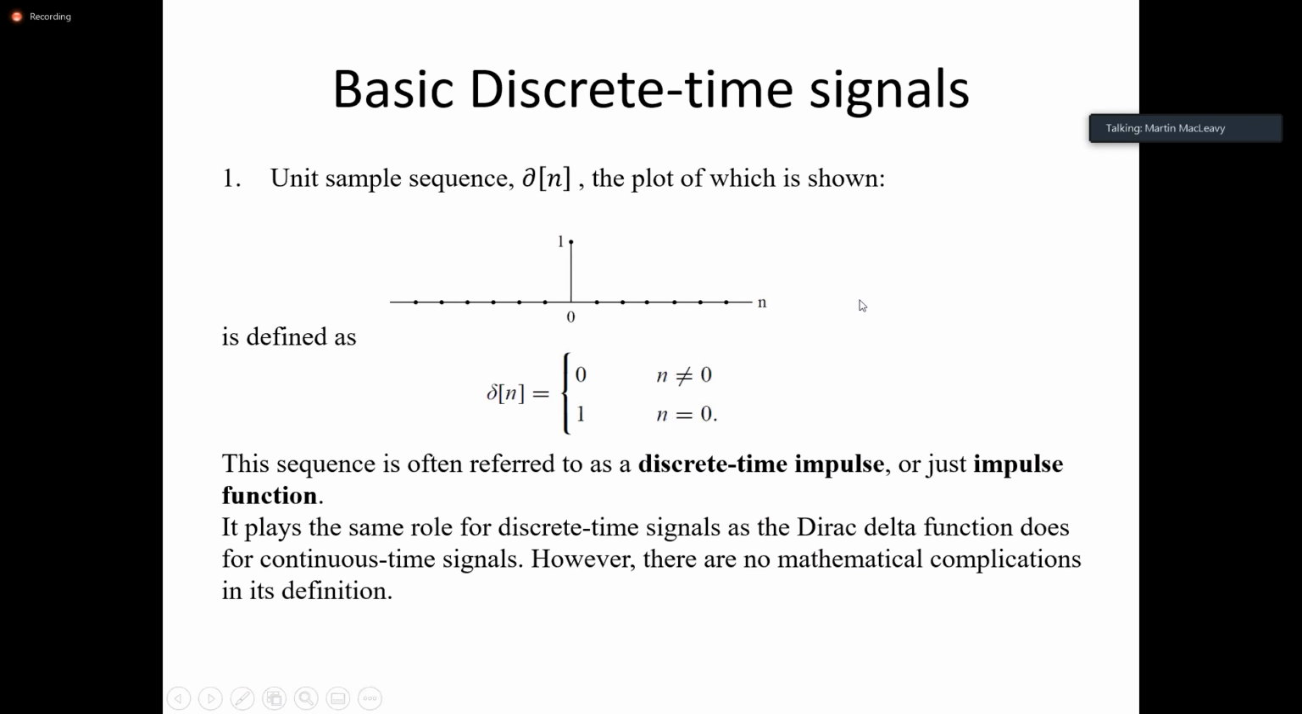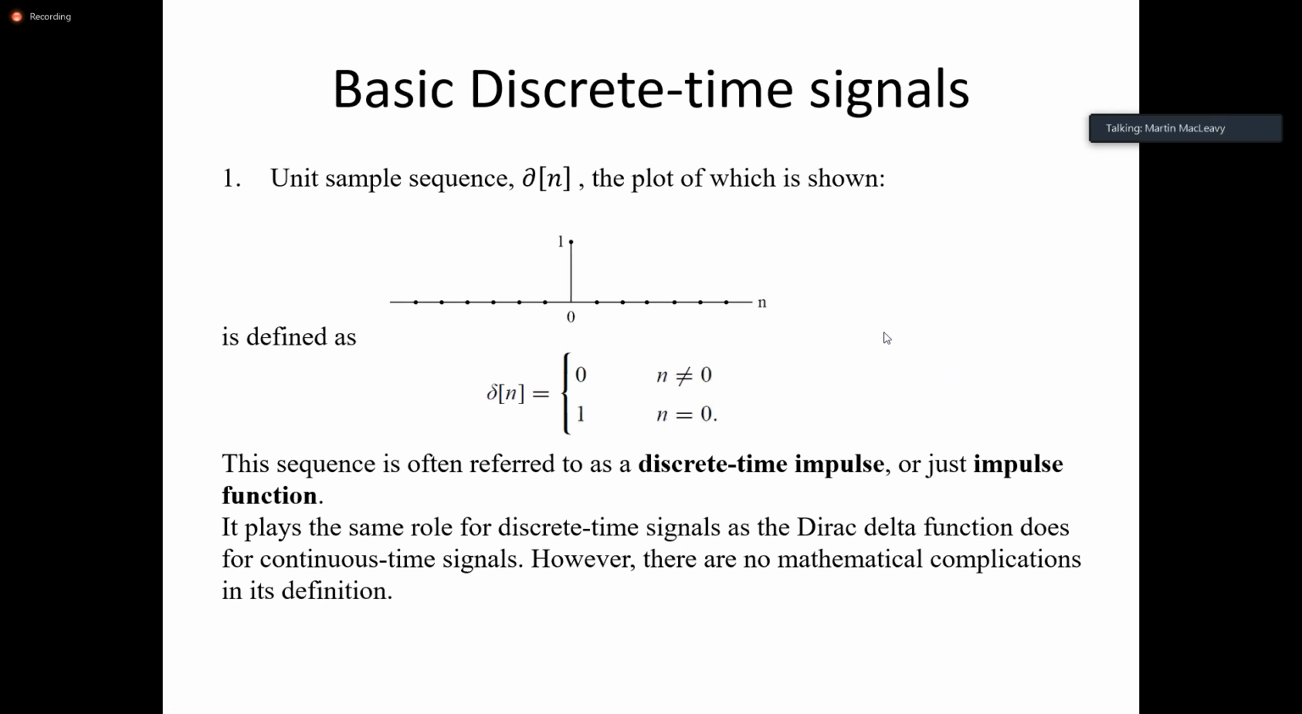This is often referred to as the discrete time impulse, or just impulse function, discrete impulse function. It plays the same role for discrete time signals as the Dirac delta function does for continuous time signals. However, as said here, there are no mathematical complications in its definition. In other words, the discrete time delta function is simply, as you see there, 1 when n equals 0 and 0 at all other times.